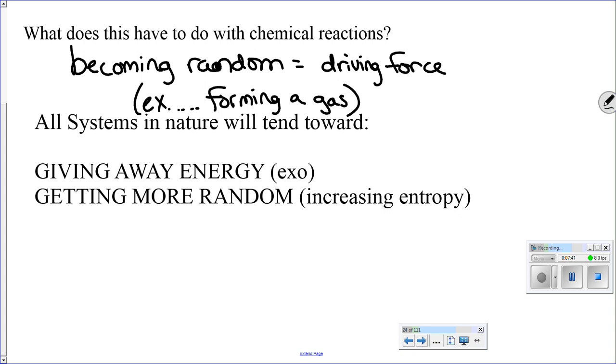So when you think about why a reaction happens, it's very often a balance of these two forces, even in physical systems. So if you think about putting salt into water, it wants to dissolve and become more random. If you think about putting a hot cup of coffee out on a table, it wants to give away its energy and kind of become more in equilibrium with the surroundings. So systems in nature tend to go to lower energy, but increasing entropy or randomness.